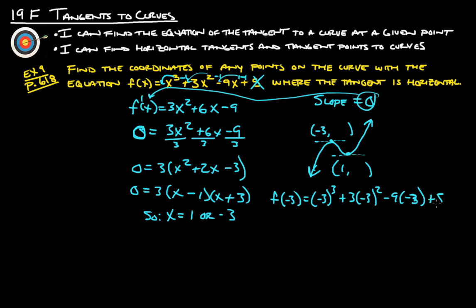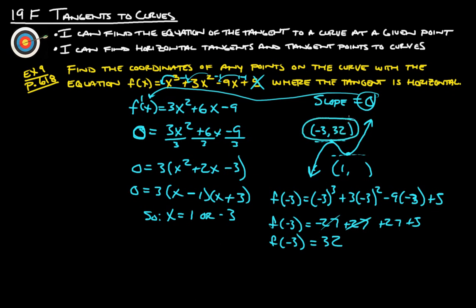plus 5. So f of negative 3: negative 3 cubed is negative 27. Negative 3 squared is 9. 9 times 3 is positive 27. Those just turn into 0. Negative 9 times negative 3 is positive 27, and then plus 5. So we get f of negative 3 is 32. So here's 1 point, negative 3, 32. There's 1 point where the tangent is horizontal.